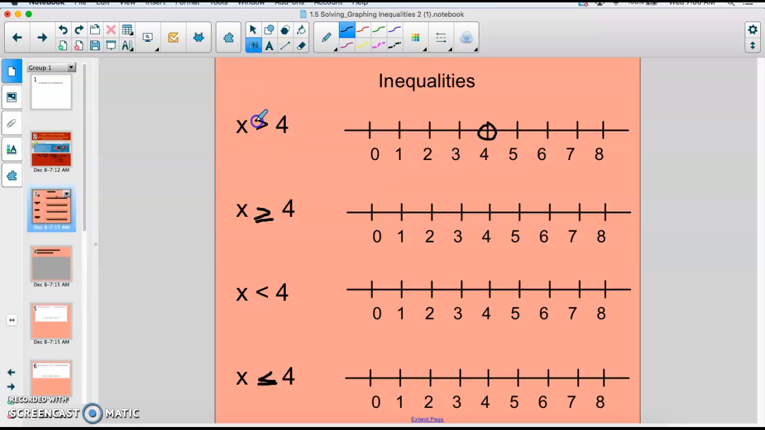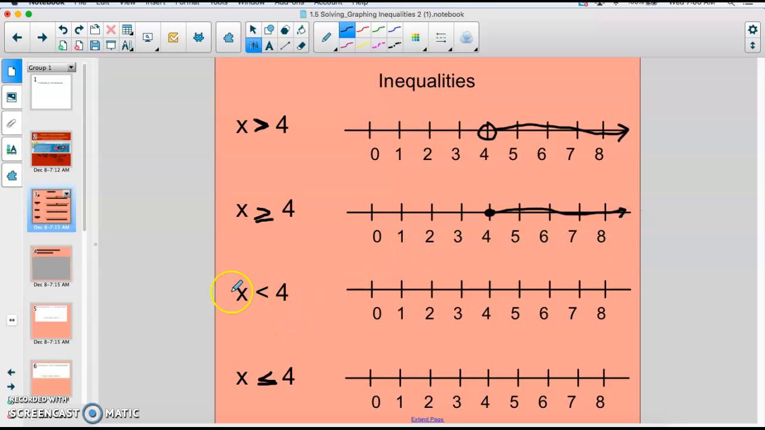Now, we're talking about everything greater than 4, so we're going to draw our arrow this way. It could be 4.0000001 all the way up to infinity. Now x is greater than or equal to 4, and this is the difference. The or equal to makes it a closed dot because it could be 4. Greater than or equal to 4, it could include 4, and it goes all the way up to infinity.